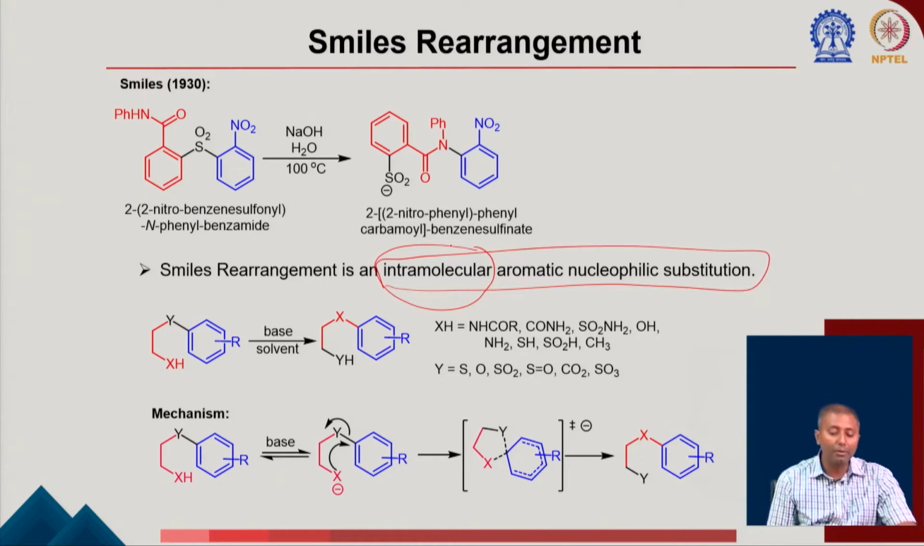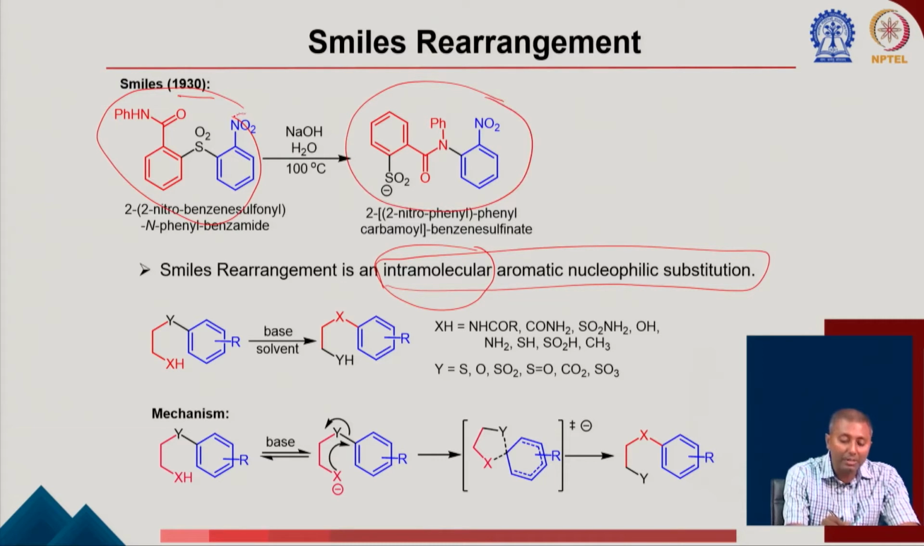If you see the first example, which was discovered in 1930, going from this starting material to the product, what changes happened? I can clearly see that the bond between this nitrobenzene and this SO2 is broken, and then the nitrogen of this phthalimide came and formed a bond here.